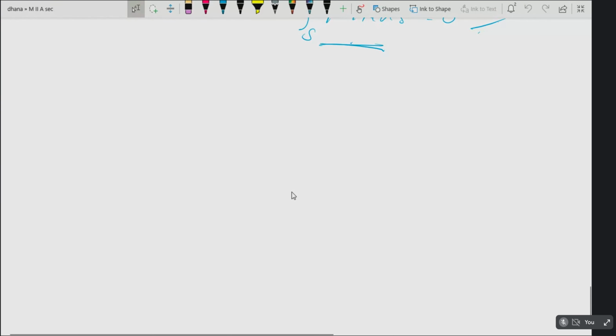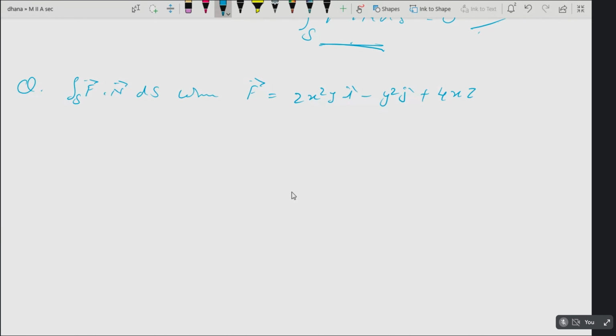Okay, let us solve one problem here. With this, you may understand it correctly. You have to solve enough problems, only then will you be able to get this. So you have to evaluate the surface integral of F bar dot n bar dS, where F bar is defined as 2x squared y i minus y squared j plus 4x z squared k, and S is the closed surface.